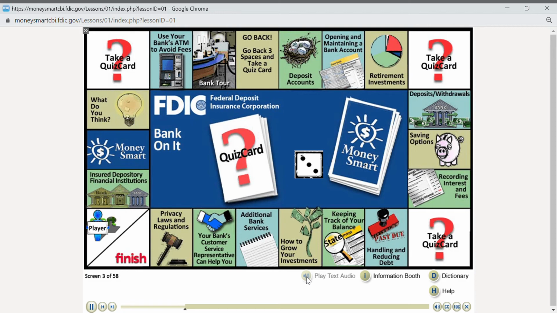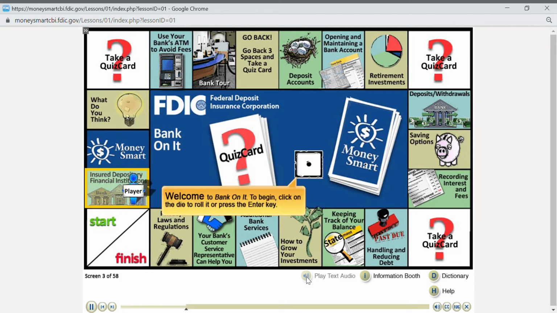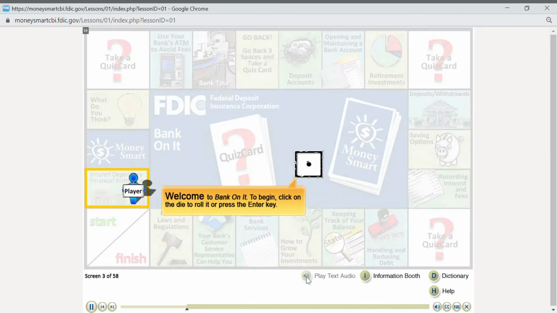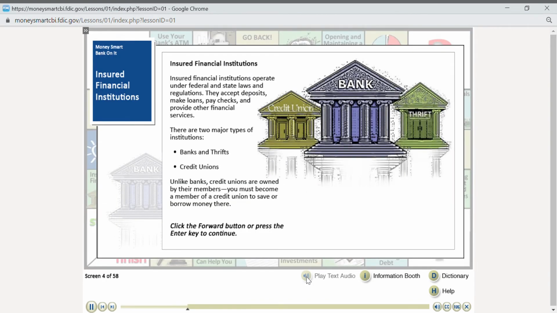Click on the die to roll it, or press the Enter key. This section explains what banks, credit unions, and thrifts are and some of the benefits of keeping your money in these insured financial institutions.